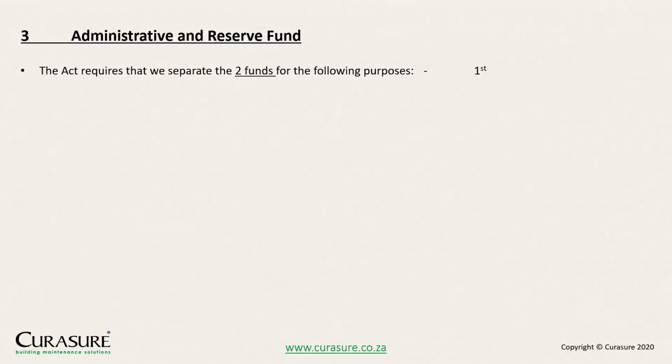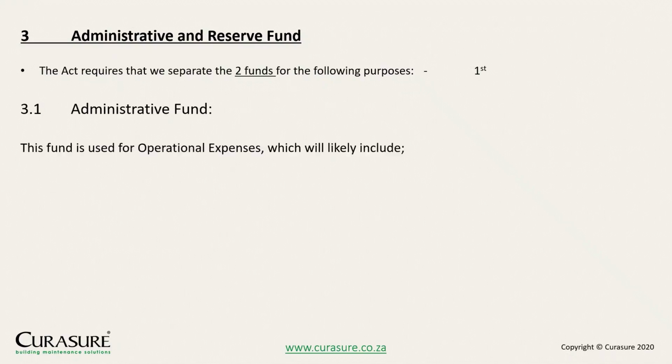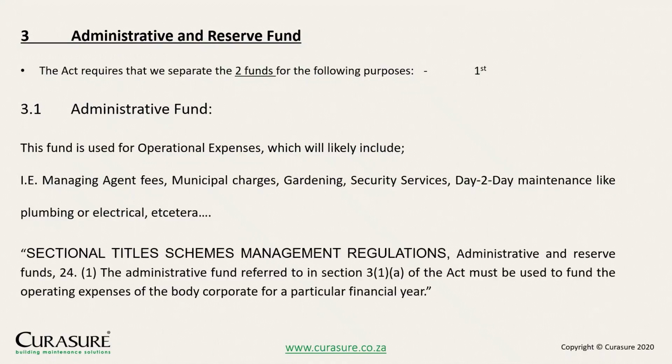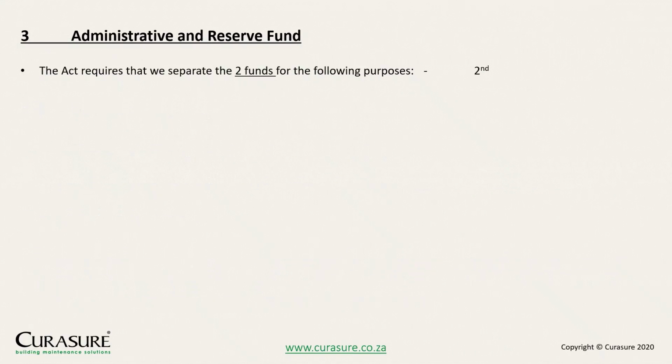The law deals with two very specific funds, the administrative and the reserve fund. Let's first look at the administrative fund. This fund is used for operational expenses, which will likely include, in other words, managing agent fees, municipal charges, gardening, security services, day-to-day maintenance like plumbing or electrical, etc. The Act requires we separate the two funds for the following purposes.